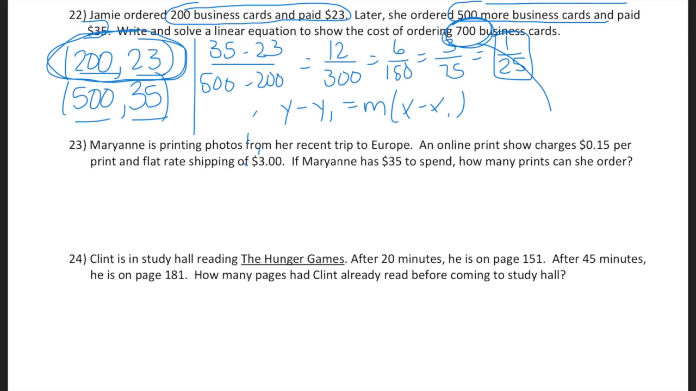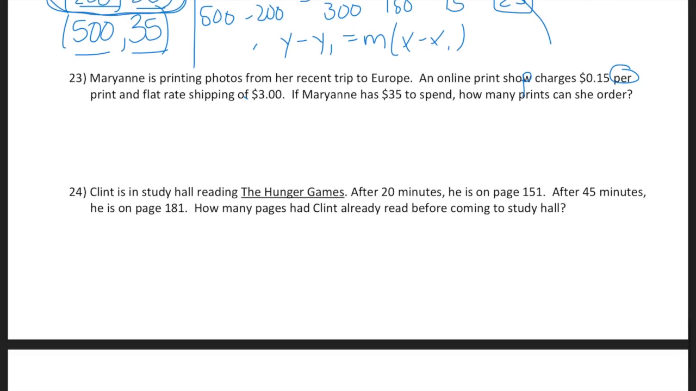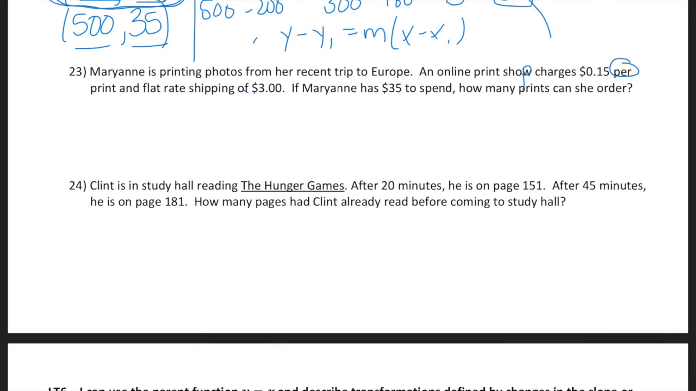Okay. All right, so now let's go back to number 23. Marianne is printing photos from her recent trip to Europe. An online print shop, that should be shop, charges 15 cents per print and a flat rate shipping of $3. Marianne has $35 to spend. How many prints can she order? So per is a pretty good indication that you're being given slope. So I know the flat rate is $3. So she has $35 to spend.